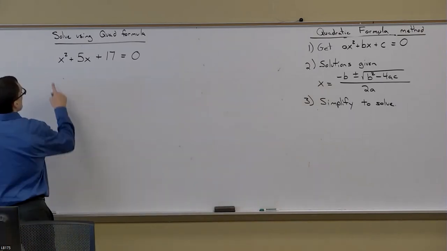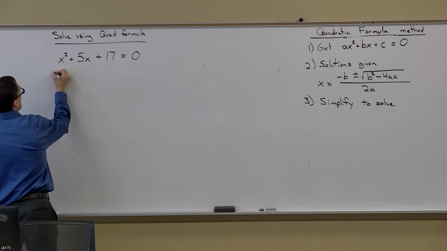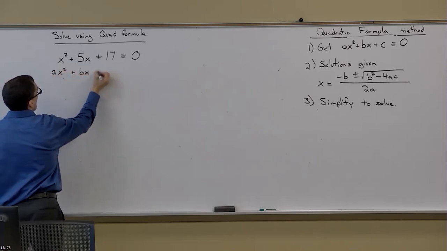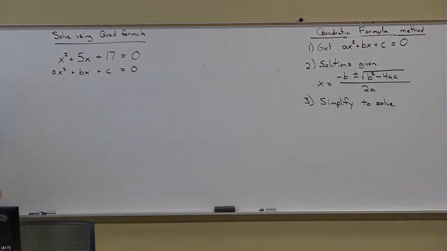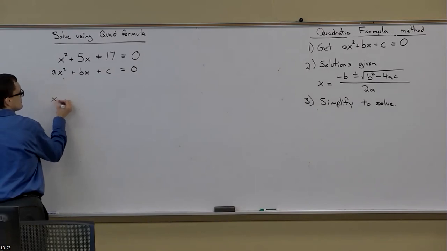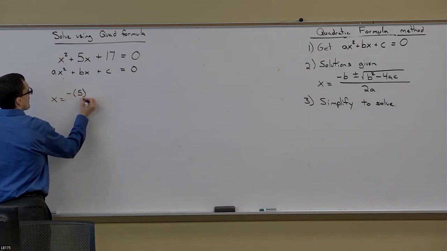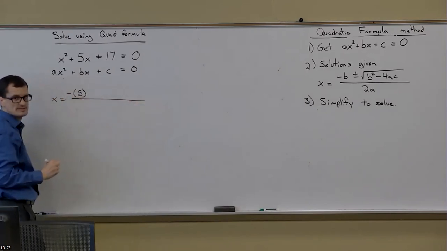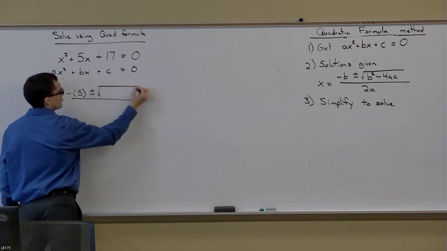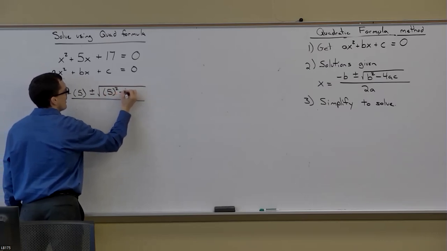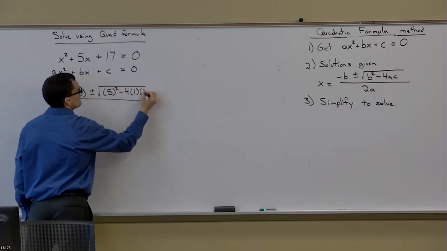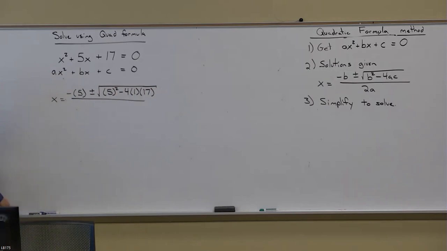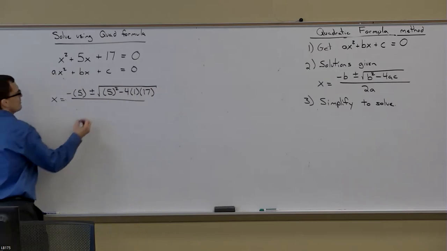So what we have to do is say, well, in this case, we already have that form, the ax squared plus bx plus c equals 0. B here is 5. So when we say opposite of B, we say the negative of 5. Plus or minus square root of B squared minus 4 times A times C. That's going to be minus 4 times 1 times 17. All divided by 2 times A.